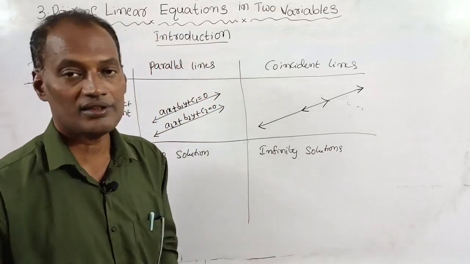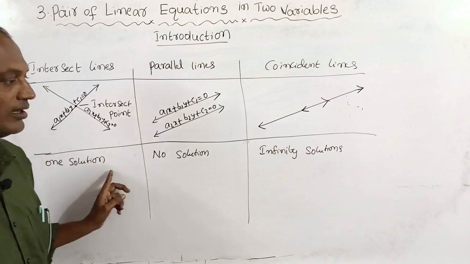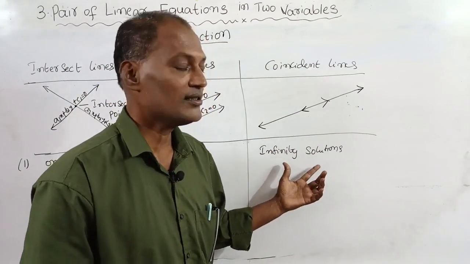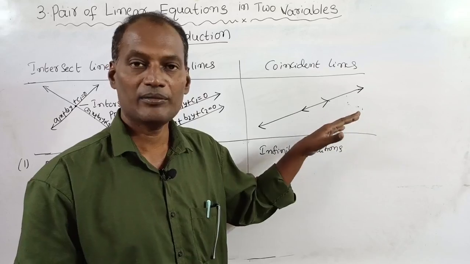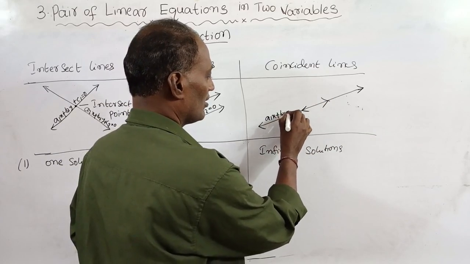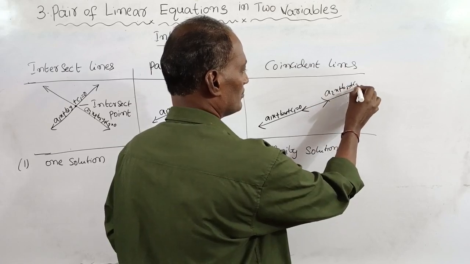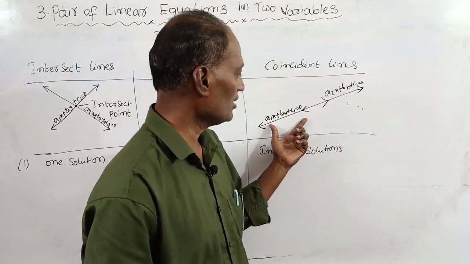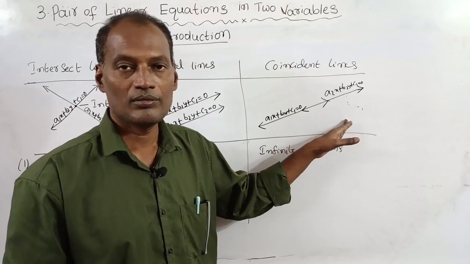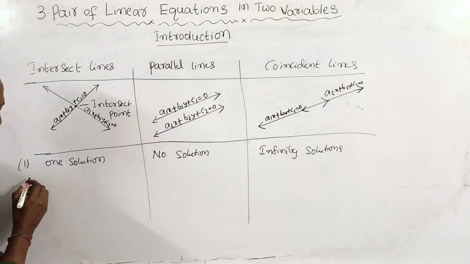What is the meaning of infinite solution? In intersect lines, there is one intersect point. Here, infinity means the number of points may be on the same line, the same lines in this equation. In this equation also, both the equations have the same points. That's why we call infinity solutions. This is the second point.